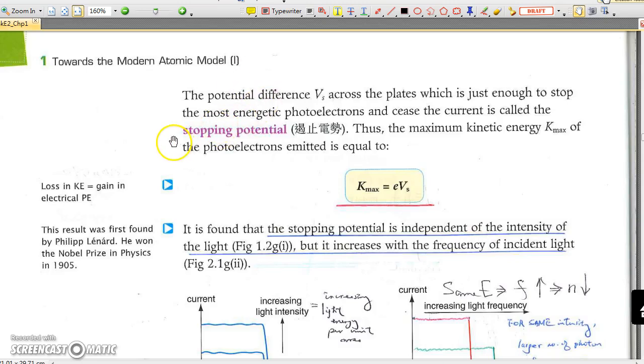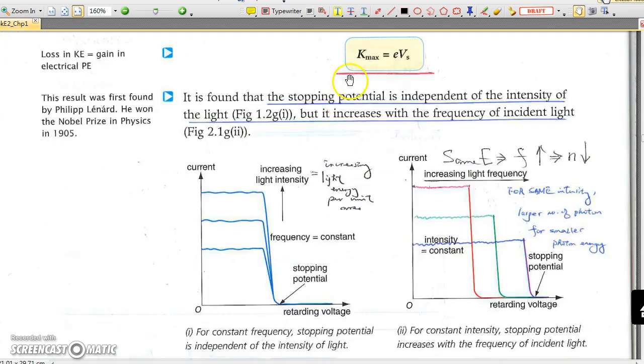So, using the stopping potential, you should be able to find the maximum kinetic energy among all those photoelectrons. The stopping potential is independent of the intensity of light. The intensity of light only affects the number of photoelectrons emitted. And even if there is only a small number of photoelectrons emitted, there may be one which has the highest kinetic energy just to reach the collector on the right hand side.